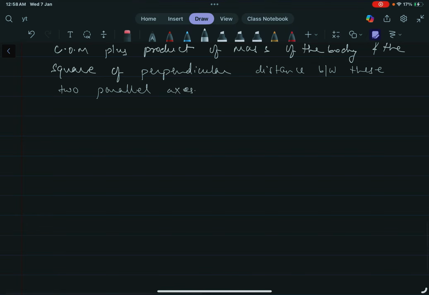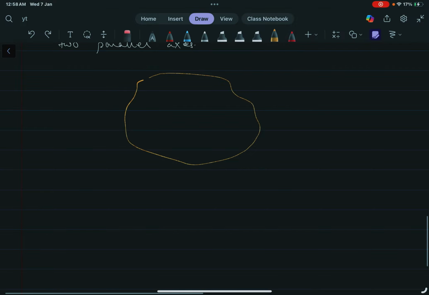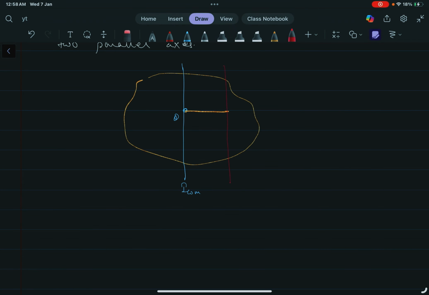Now, how does the mechanism work? Suppose we have a body, any body, not a circle. The moment of inertia about the center of mass is I center of mass. Once I know this, from the center O to any other point, suppose at this point there is a parallel line at distance d. This is the parallel axis.